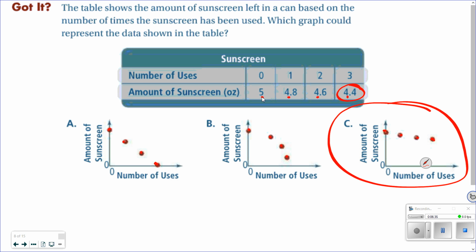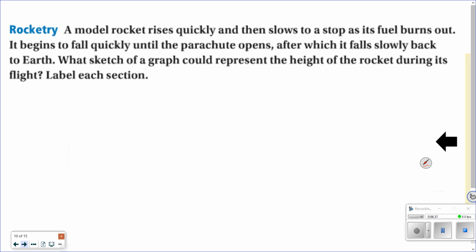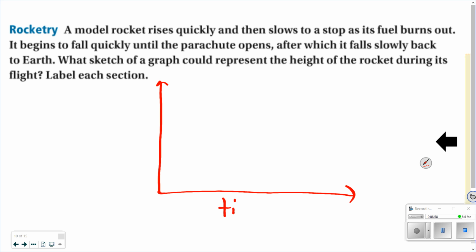Okay, I want to do one more thing here. Let's get past that. I want you to try this. I want you to see if you can draw a graph that would fit this. So sketch a graph that would represent the height of the rocket compared to the time. So draw an X and Y axis, make the X axis the time, and make the Y axis the height. I want you to draw a graph of what it looks like.